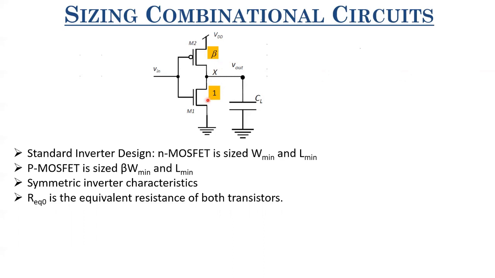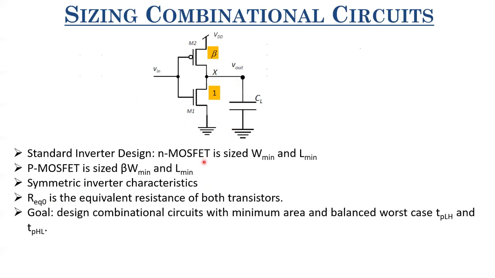Our goal was to achieve symmetric inverter characteristics, to have high noise margins, to have equal equivalent resistance of both transistors that charges or discharges this capacitance. That was to equalize TPLH and TPHL so that we have a 50% duty cycle. Now, what is our goal? Our goal is to design combinational circuits with minimum area, because area is something which influences the cost. And we want balanced worst case TPLH and TPHL. Why are we talking about the worst case?